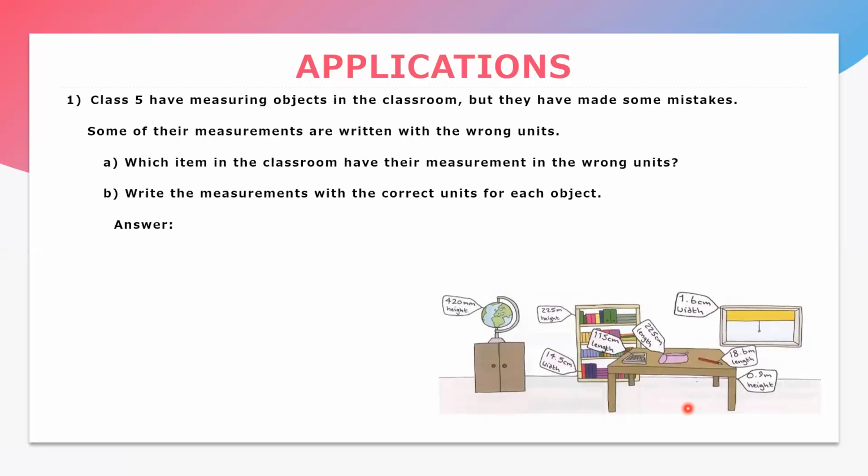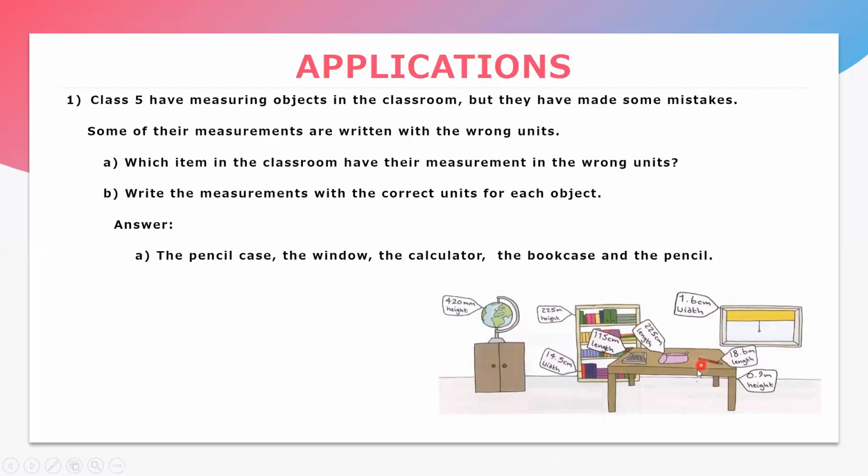So that is the concept we have to apply here to find out which things are measured in wrong units. So we'll start finding the items in the classroom that have the measurement in the wrong unit. That is the pencil case. The pencil case is given as 225 centimeter long. 225 centimeter long means it is too long. So that is not correct. Is this 225 centimeter long?